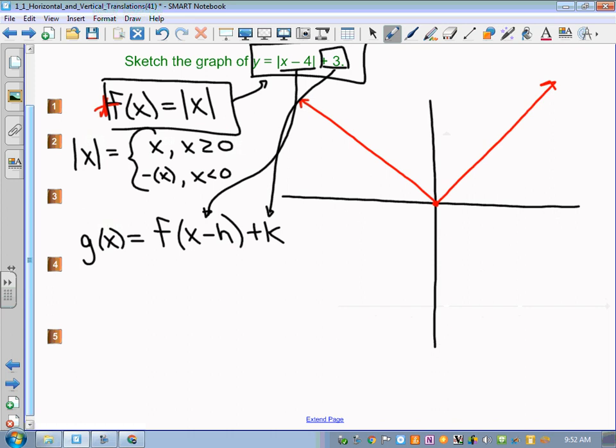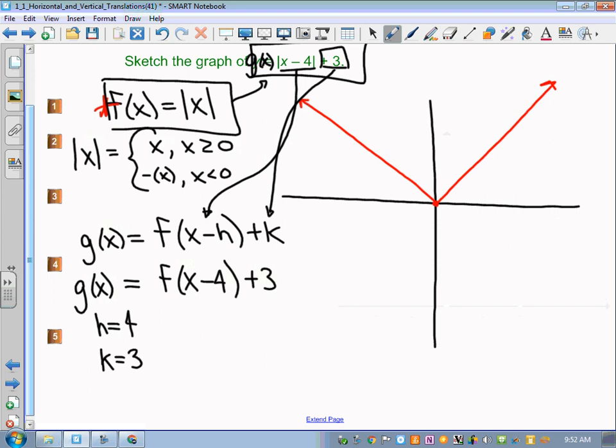So what that means is that our new function, the transformed function g of x, and I'm just going to write g of x up there because that is how I'm identifying it, is going to be equal to function f evaluated at x minus 4 plus 3. Now, that makes it, I hope, a lot clearer that in this question, h is positive 4 and k is positive 3. Now, identifying the parameters is half the battle.